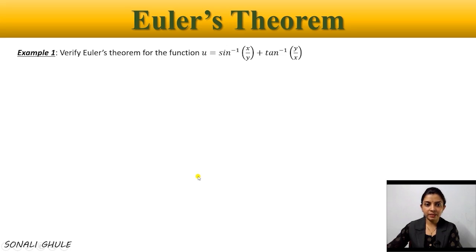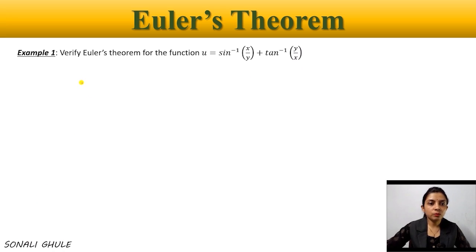we are going to have an example. This is our first example. You can see we have to verify here Euler's theorem for the function u is equal to sin inverse x upon y plus tan inverse y upon x. Okay, so just let me choose a pen.